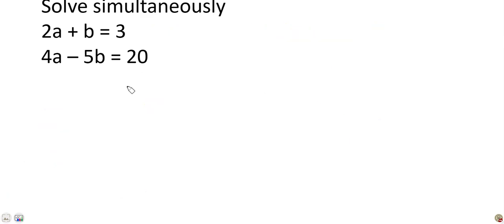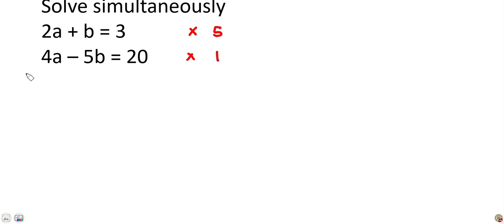Now we have another one. Again, if you look at the equations, neither of the letters a and b have the same coefficient, but I can make the letters have the same coefficient by multiplying the first equation by 5, because that will be 5b, and then multiply the second equation by 1, because that's going to be 5 times 1, that's 5.